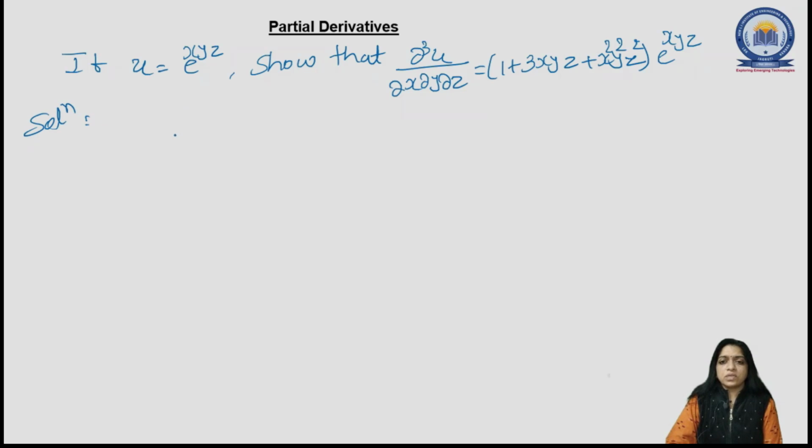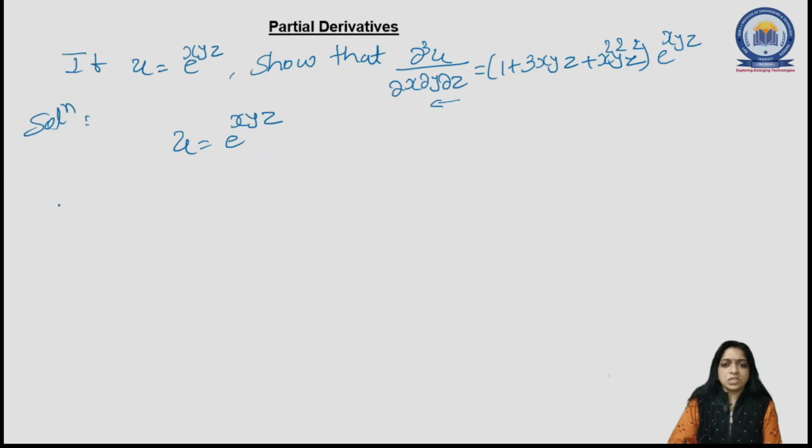Here our given function u is e raised to xyz. Okay, and as we want to find the value of del cube u upon del x, del y, del z, so either we go from right to left or left to right. So now I am going left to right. So I am going to do first the partial differentiation with respect to z.